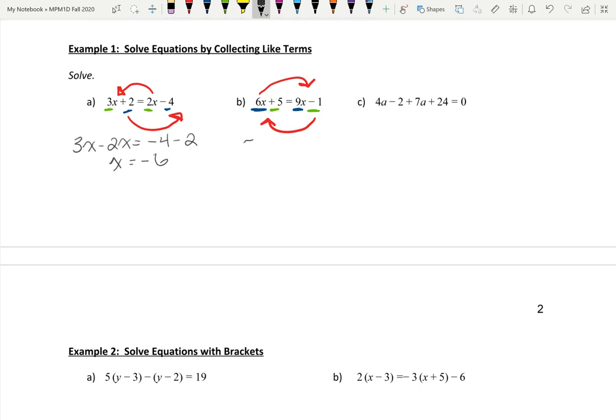Okay, so 5 plus 1 is equal to 9x minus 6x. 6 is equal to 3x. Divide both sides by 3. 2 is equal to x.